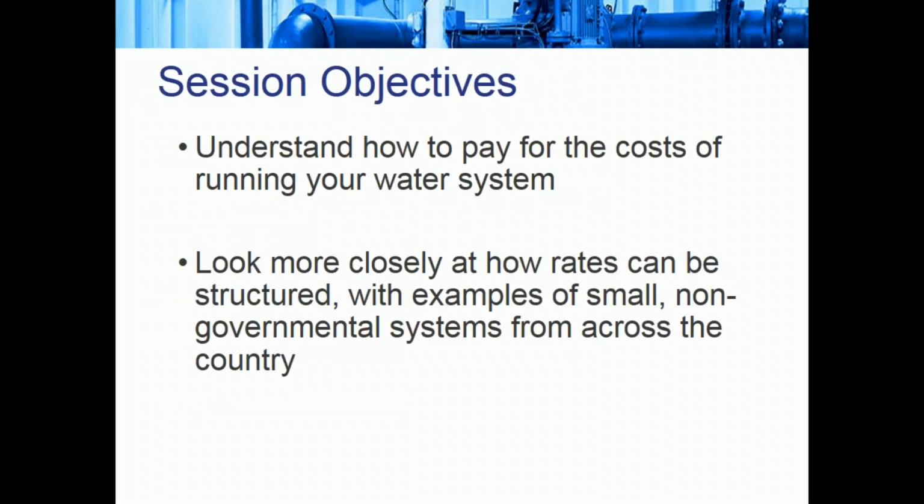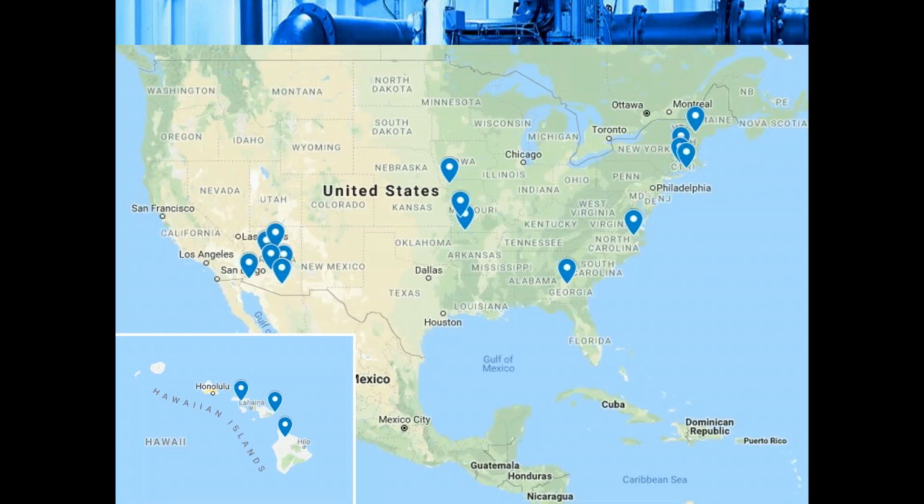For today, however, we'll be talking specifically about understanding how to pay for the cost of running your water system and looking more closely at how rates can be structured, with examples of small non-governmental systems from across the country. The new regulations in Connecticut apply to non-governmental community water systems serving 1,000 or fewer people. If that doesn't quite meet your system description, everything we'll talk about will still be relevant for you, but we have pulled together examples from around the country of exactly those types of systems serving under 1,000 people to show you how those rates are structured.